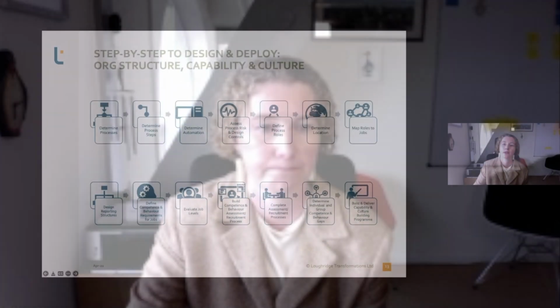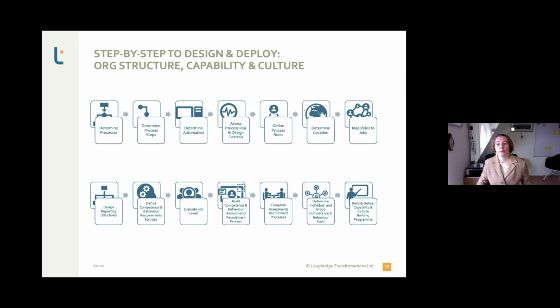So we now reach the point where we share the Loughridge Transformations step-by-step model for achieving effective, efficient, well-controlled and sustainable performance. You might be looking at the screen now and thinking, wow, 14 steps, that is a lot. And it's probably too much for my organisation.